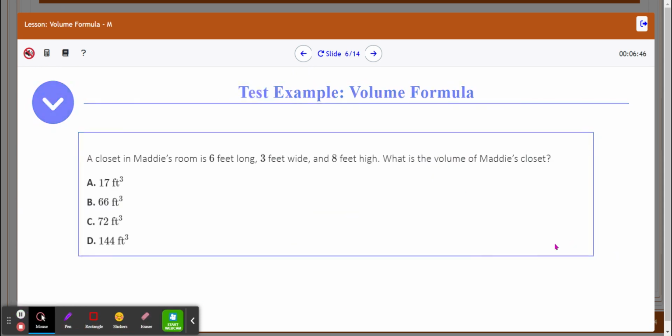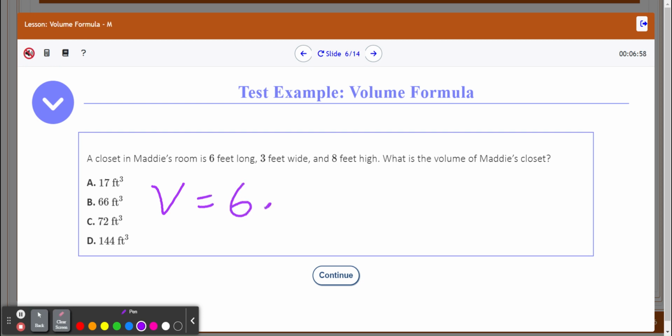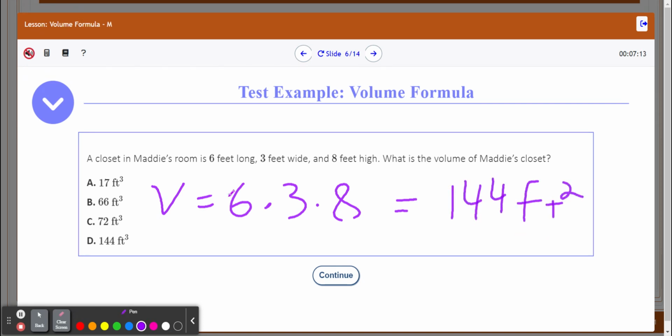Looking at another example, it says a closet in Maddie's room is 6 feet long, 3 feet wide, and 8 feet high. What is the volume of Maddie's closet? Well, boom, we don't have to do anything. They just give it right to us. They say 6 feet long, 3 feet wide, times height. Length times width times height. So if I take 6 times 3, I get 18, times 8, I get 144 feet cubed.